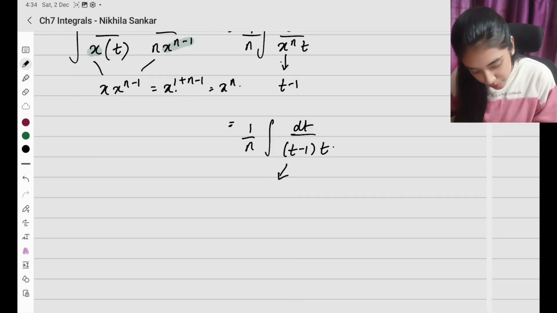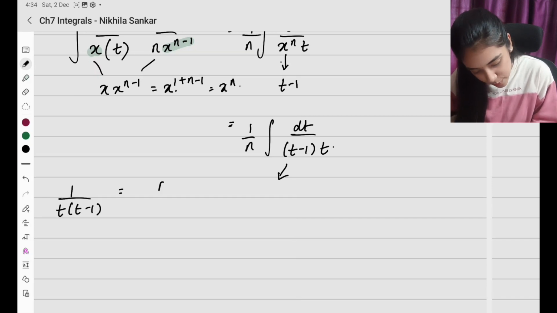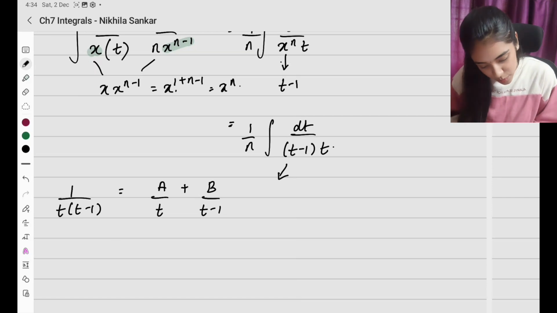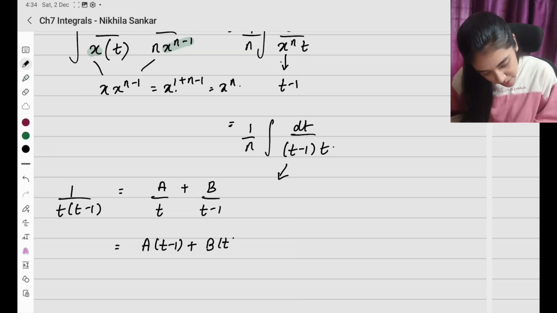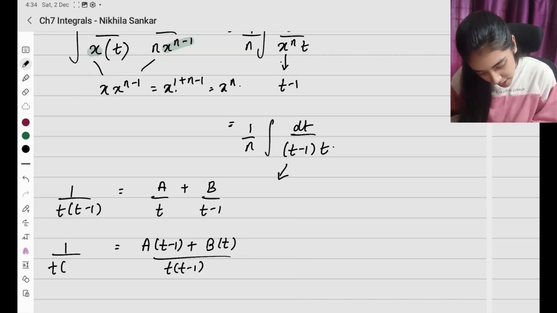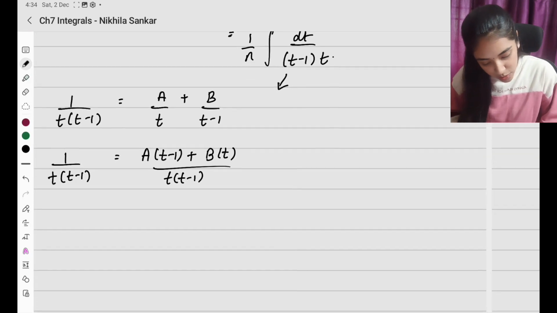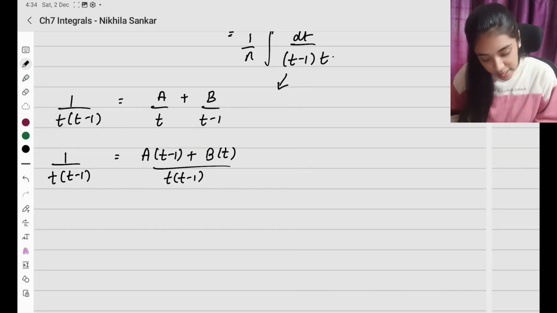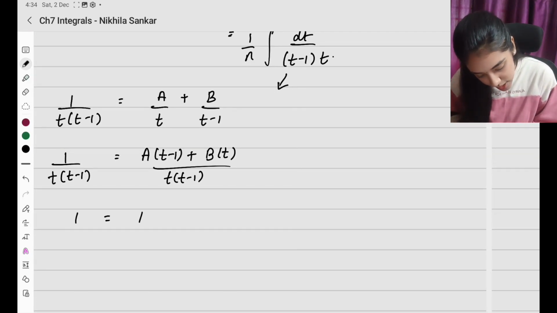So with partial fractions, my integral is going to look something like this. When I split, I have a divided by t plus b divided by t minus 1. When I take the LCM, a times t minus 1 plus b times t, divided by t into t minus 1. Here we have 1 by t into t minus 1. So what does this become? Since the denominators are equal, equating the numerator, 1 equals at minus a plus bt.